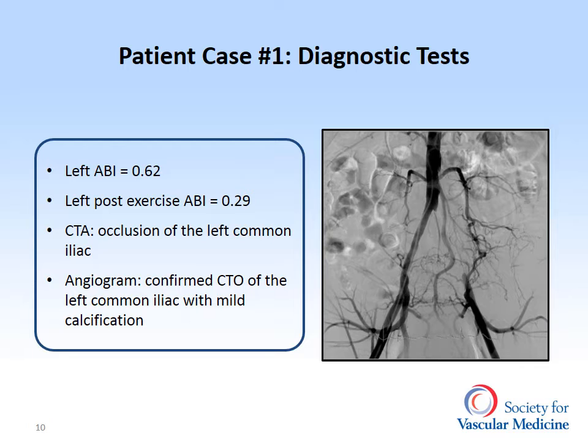The drop in ABI after exercise is consistent with a vascular cause of his leg pain, making other causes like radiculopathy or degenerative joint disease less likely. He subsequently underwent CTA, which demonstrated occlusion of the left common iliac artery, and an invasive angiogram, which confirmed the CTO in the left common iliac artery and noted mild calcification.